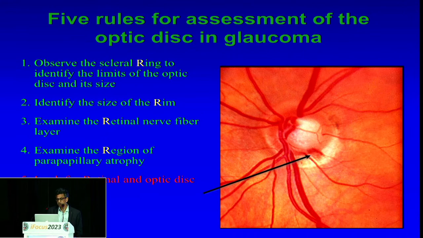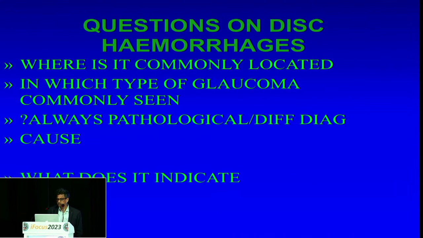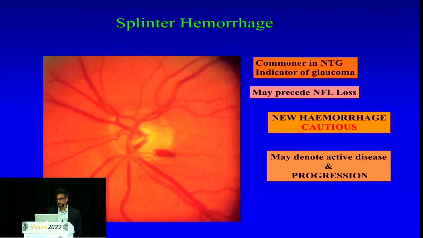Another very, very important thing is the optic disc hemorrhages. This may be asked to you: where are they commonly located? Which is the type of glaucoma in which it commonly occurs? What is the differential diagnosis? What is the cause? What does it indicate? So it is commoner in NTG, but even if it is there, you must look for glaucoma.